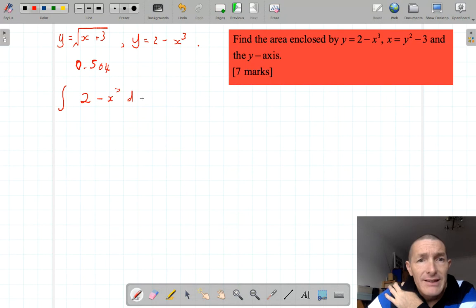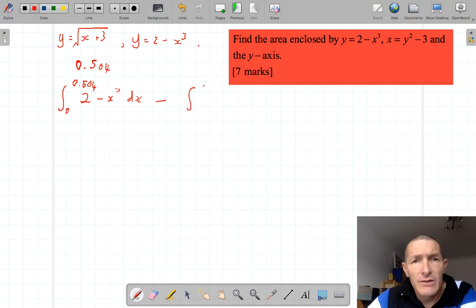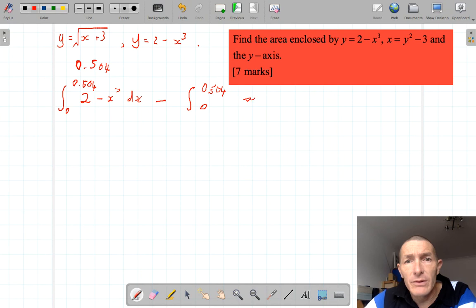Now, although I'm using a calculator for all of this, I'm going to write all this down to get some marks. And then I want to take away the other one. And the intersection point again is 0.504 and a 0. And this time I'm trying to integrate x plus 3 square rooted. Now it's the time to get my calculator out.